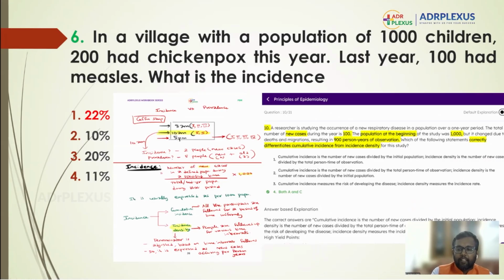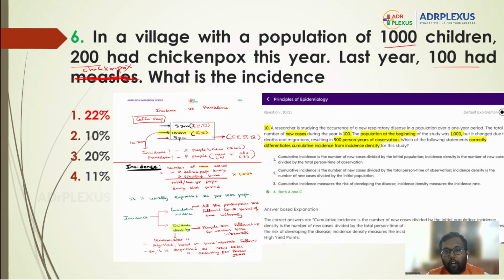Now going to the next question. So there is a village. The population of the village is 1,000. Last year 100 had chicken pox. So last year itself 100 had chicken pox. Now 200 are having chicken pox. So what is the incidence? So what are they telling?